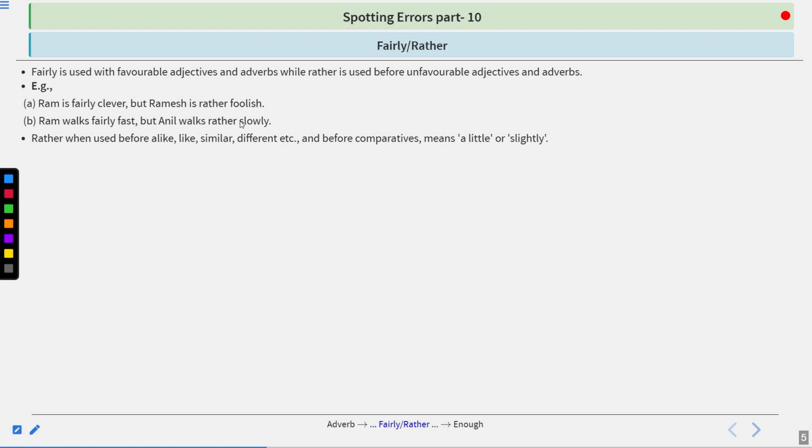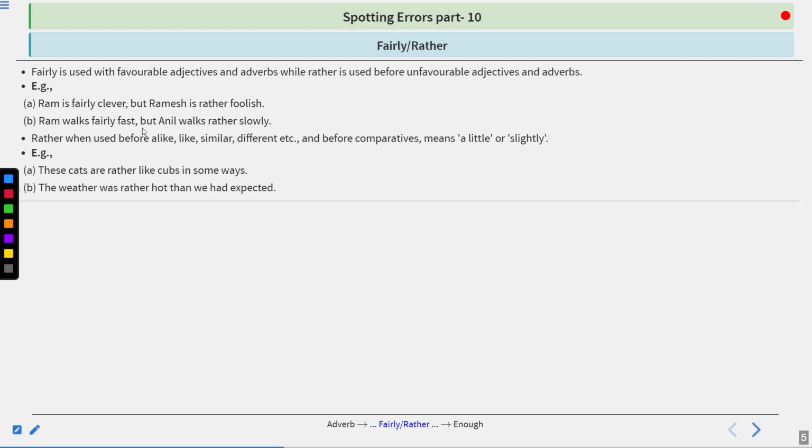Rather, when used before alike, like, similar, different, etc., and before comparatives, it means a little or slightly. So we can say when we use rather with alike, like, similar, or different, and before comparative degrees, it gives a meaning of a little or slightly. Let's look at the examples. These cats are rather like cubs in some ways. It means a little like cubs, slightly cubs, not completely. The weather was rather hot than we had expected. I hope you have understood.